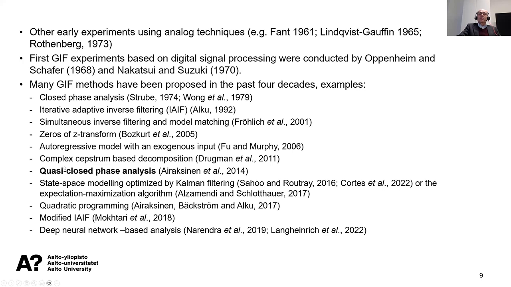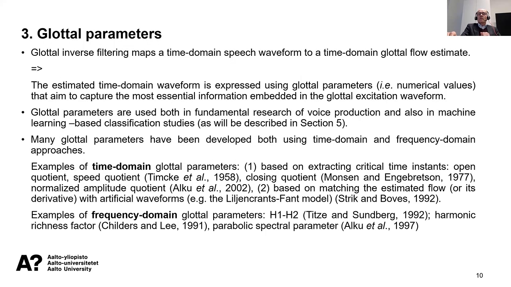What is shown in boldface here is one technique which was developed about 10 years ago in my team, and this is a technique which we typically use nowadays when we need to do inverse filtering. And when it comes to glottal parameters, these are the key numerical values which we typically compute. There are a range of different alternatives in this domain as well, because researchers have developed different parameters over the past 30, 40 years. And again, I'm not going into any details. I would just like to pick up the basic ideas.